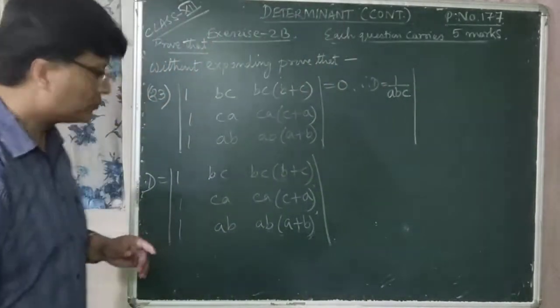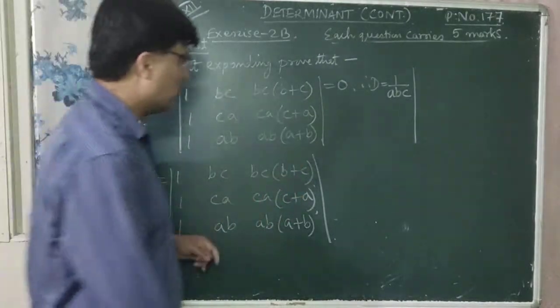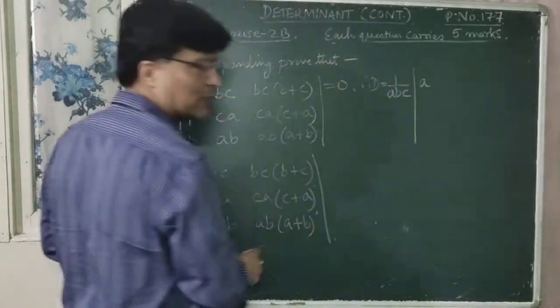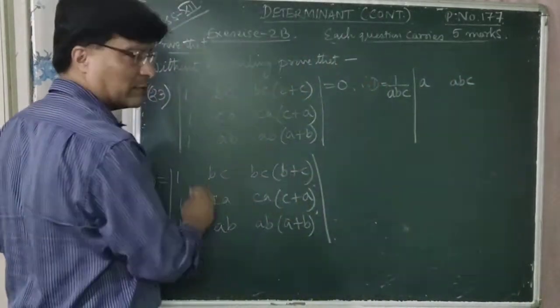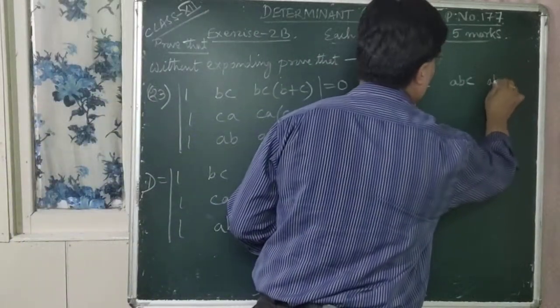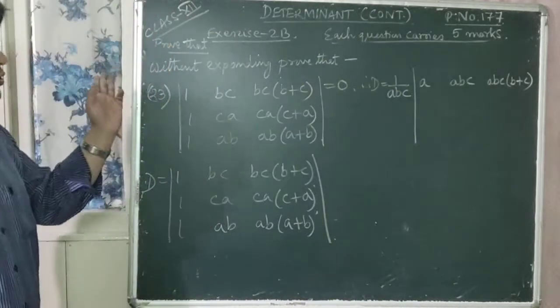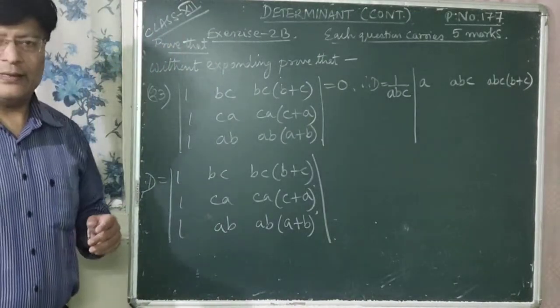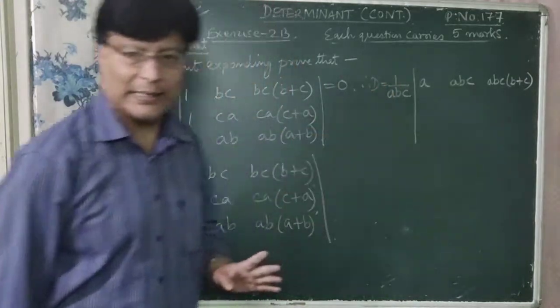Now, this first row is multiplied by A. So let us write down A. A into 1 is A. A into BC, ABC. In the third element of the first row, you should write ABC, then it is B plus C, right? So the first row is multiplied by A, and you should cancel that A. So we have written here 1 upon A, right?